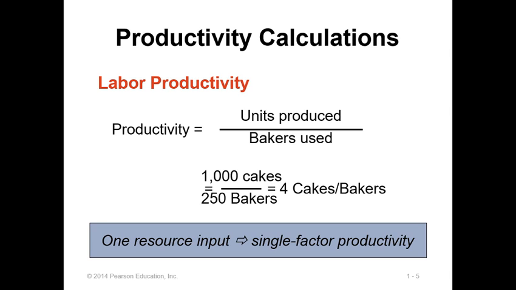Now, if for example we produced 1,000 cakes and we used 250 bakers who are our labor, the productivity will be 1,000 divided by 250. I want you to focus more on the unit. The unit is cakes per baker in this case, but most of the time we'll have it in labor hours. So you divide 1,000 by 250, which gives you 4 cakes per baker. Now this is labor productivity.